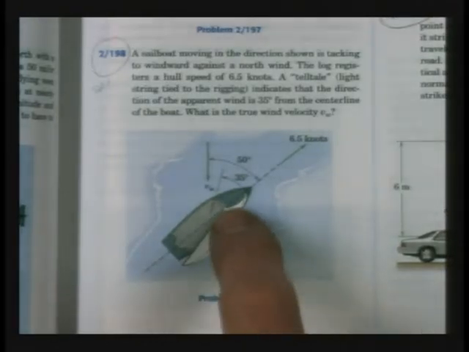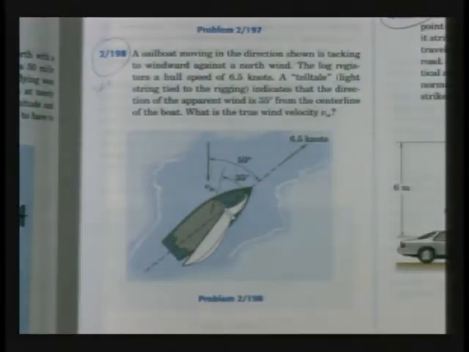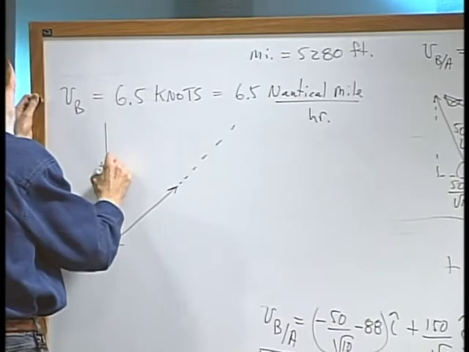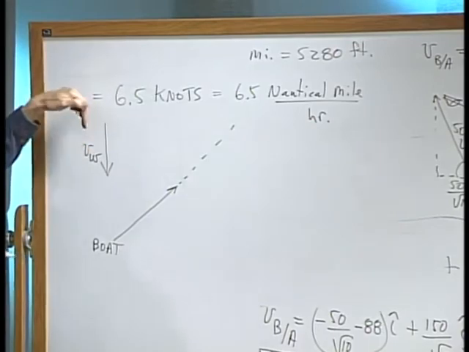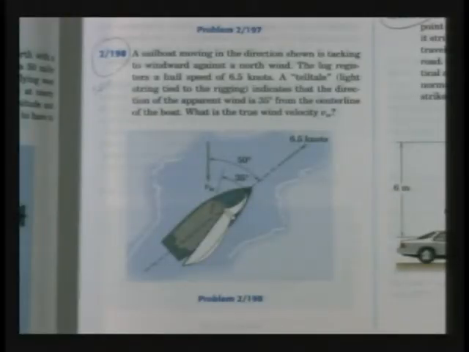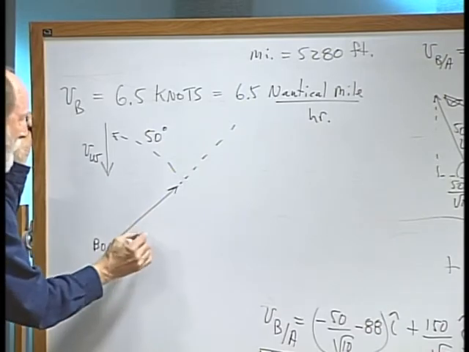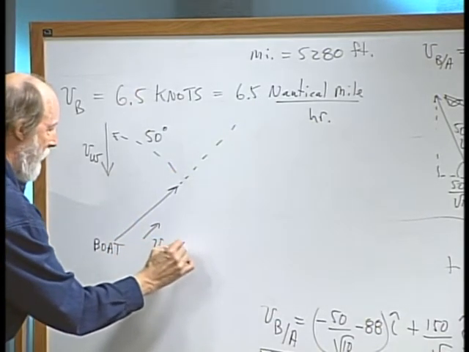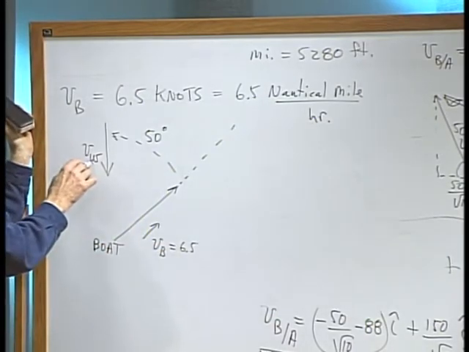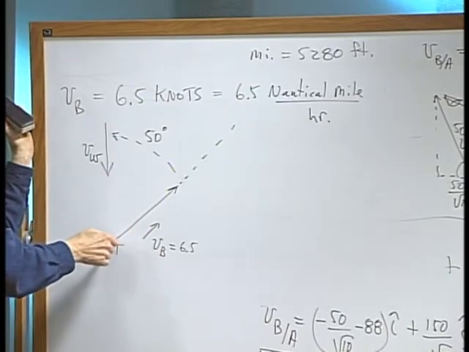We have a north wind, so the wind is coming directly from the north. So the velocity of the wind is coming this way. The angle is 50 degrees. Notice they do give us the boat speed, don't they? The velocity of the boat was 6.5 knots. They don't tell us the wind speed, but they do tell us its direction. It's a north wind coming out of the north. And they tell us the boat's direction, don't they?